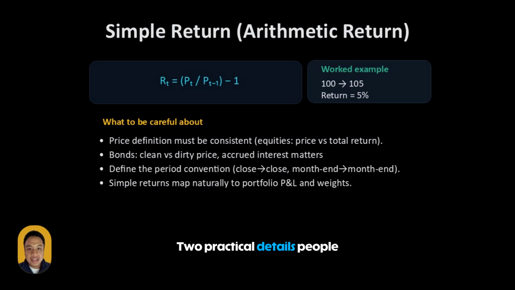Two practical details people mess up. Detail A: price must be consistent. For bonds, you must be clear: clean price or dirty price, that is, include accrued interest. For equities, price return versus total return. Detail B: return is anchored to a period. Daily return means close to close or open to close. You choose. Monthly return means end of month to end of month, not an average of daily returns.